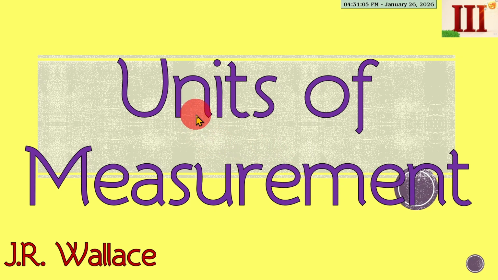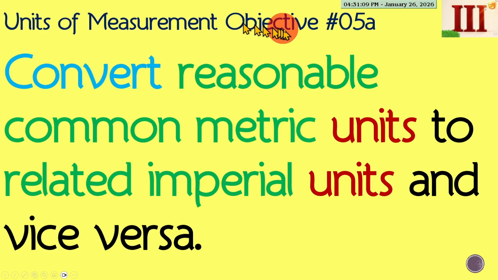All right, we are looking at the topic units of measurement. It made it to objective 5, which is the last objective, but I have this separated into part A and part B simply because there are two different methods to arrive at the answer. We want to convert from metric to imperial and vice versa. That's what this lesson is all about.